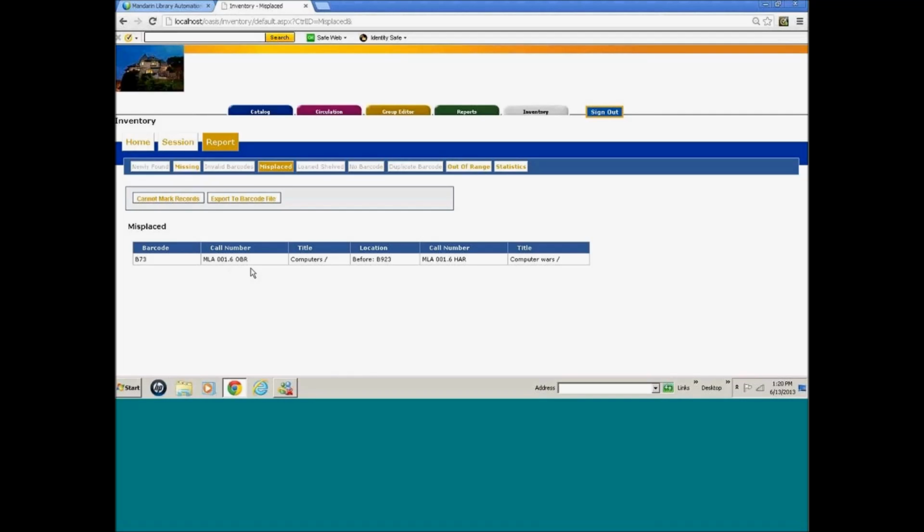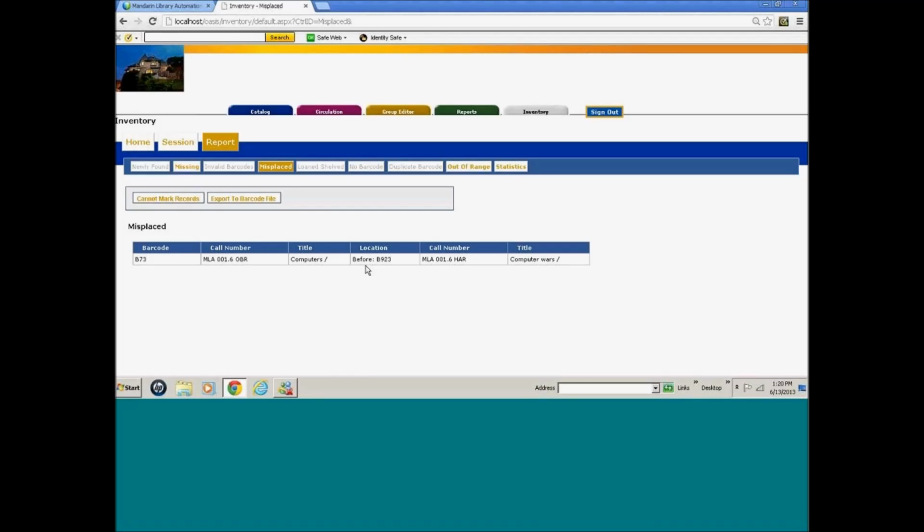So even if you don't read your shelves, the system will come in and tell you if the item is misplaced. But if you would have checked off in our setup, don't check the item part, it would not have looked at this HAR or the OBR, and it would have just said, okay, they're both 001.6s, so they're in the right place. So that would be the difference of checking off the item part, to look at the item part or not.